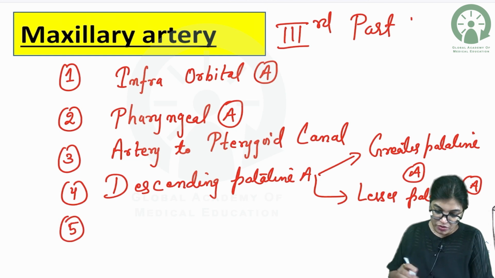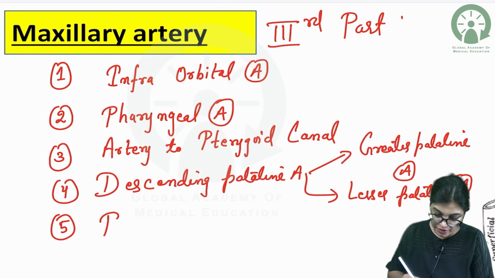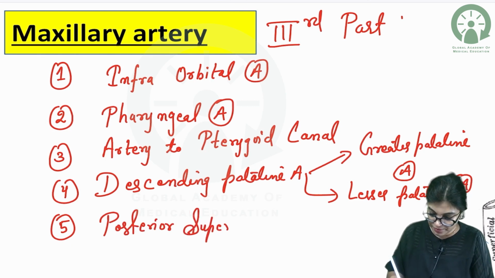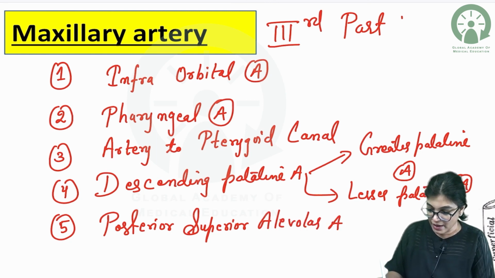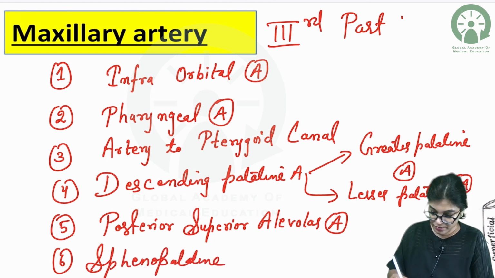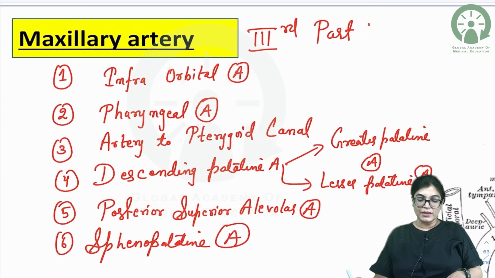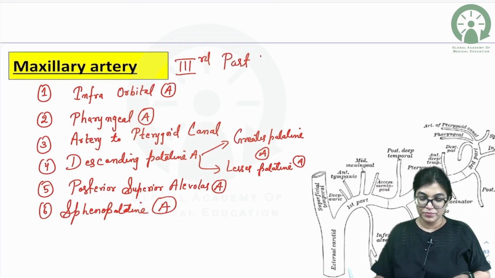Other than that, it also gives posterior superior alveolar artery, and the terminal branch, that is the sphenopalatine artery. So all these are the branches of the third part of the maxillary artery.